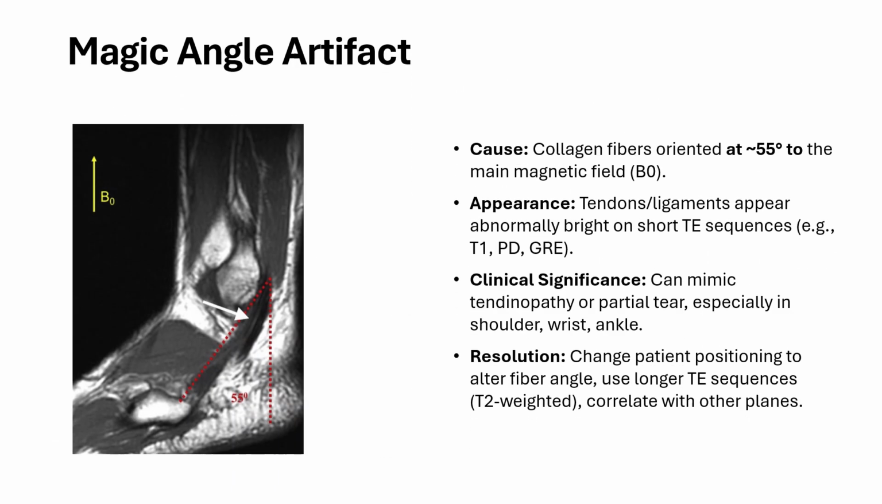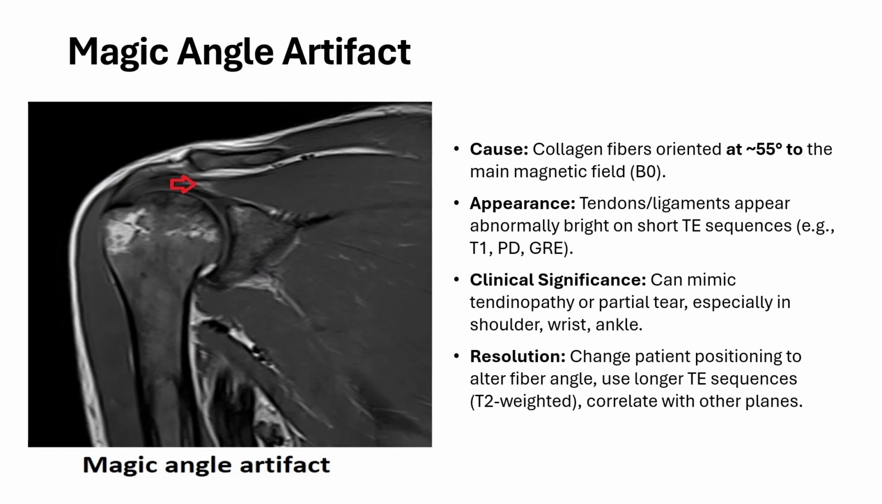Now the last one is the magic angle artifact. It is very important in musculoskeletal system imaging for the evaluation of tendons and ligaments, and it is caused by collagen fibers like tendons and ligaments oriented at 55 degrees to the main magnetic field, that is B naught, and it causes altered T2 relaxation. Its appearance is the tendon or ligament appearing abnormally bright on short TE sequences like T1, PD and GRE, and its clinical significance is that it can mimic tendinopathy or partial tear, especially in the shoulder, wrist and ankle joint.